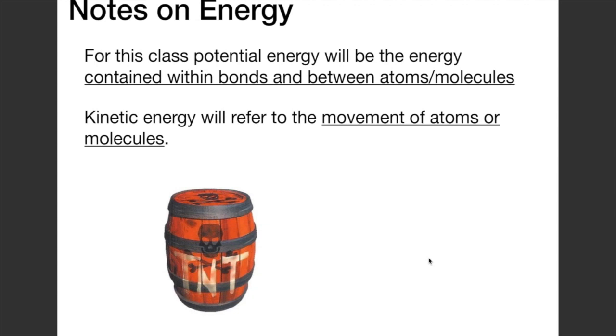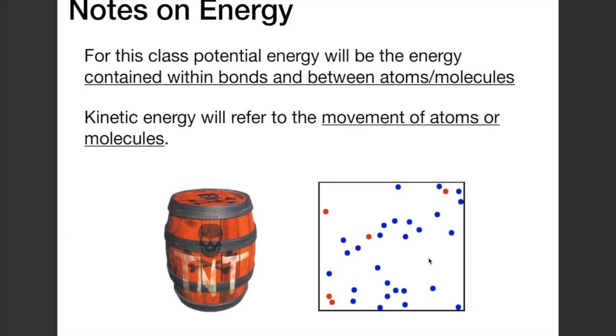Kinetic energy for this class will be the movement of atoms or molecules. So when TNT detonates, the molecule of the trinitrotoluene gets converted into gas molecules that expand rapidly apart from that central molecule. So these gas molecules that I have depicted in this box would be moving all about.